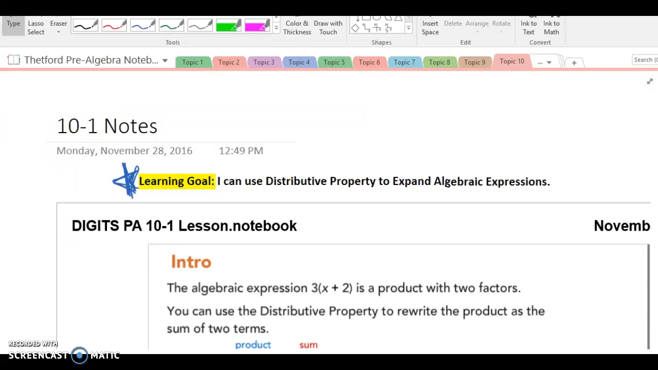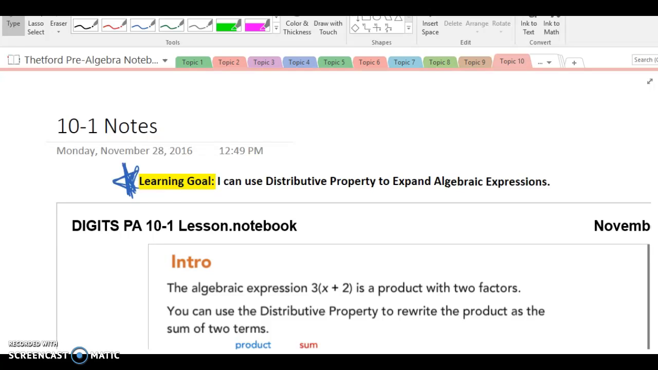All right, so today we are starting topic 10, and topic 10 is expressions. So we'll be dealing with simplifying expressions and factoring expressions. And what this means is there's not going to be an equal sign on any of our problems. Our expression means that we are going to simplify it down so that when it comes to solving later, we are ready to go.